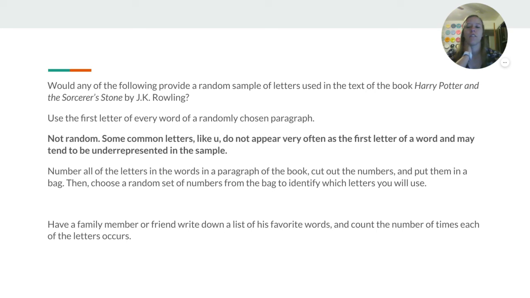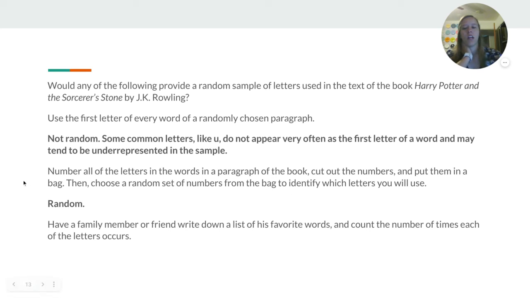Next, number all of the letters in the words in a paragraph of the book. Cut out the numbers, put them in a bag, then choose a random set from the bag to identify. That would be random because you're taking more of a chance to have more numbers, and you're putting them all together.